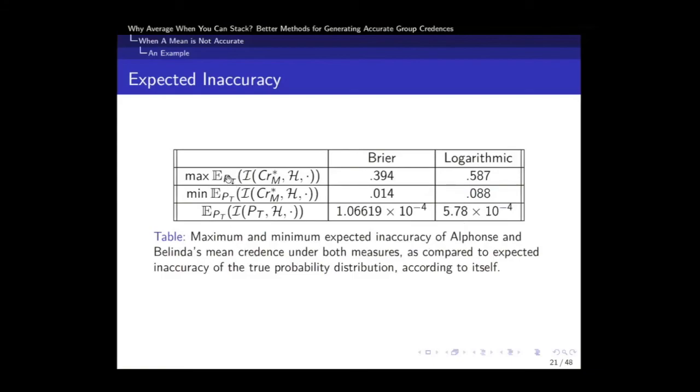So by the standards of the true probability distribution, in the worst case scenario, a mean of Alphonse and Belinda's credences is expected to have a Brier score of 0.394 and a logarithmic score of 0.587. In the best case scenario, the minimally inaccurate mean of Alphonse and Belinda's credences, by the lights of the true probability distribution, is still going to have a Brier score of 0.014 and logarithmic of 0.088. So getting better, right? But of course, by its own standards, the true probability distribution is expected to have much lower inaccuracy, very close to 0 on both measures, right? So this demonstrates that in these cases, any mean of Alphonse and Belinda's credences, as compared to the true distribution, is going to be quite inaccurate, right?